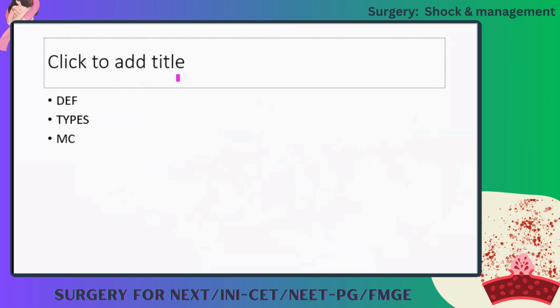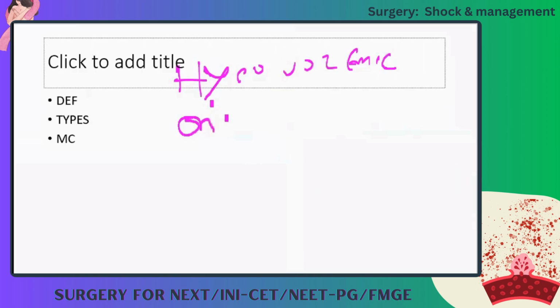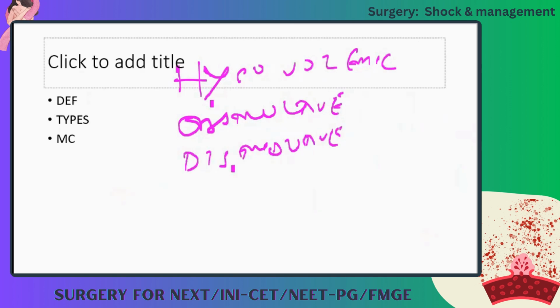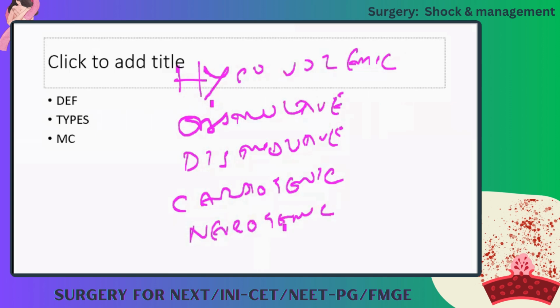Cardiogenic, hypovolemic. First of all, it is hypovolemic. Then traumatic, cardiogenic, obstructive, septic, distributive, neurogenic. And septic, hypoadrenal shock as well. Septic, yes, it is a part of distributive. Hypoadrenal and endocrine shock are part of distributive shock.